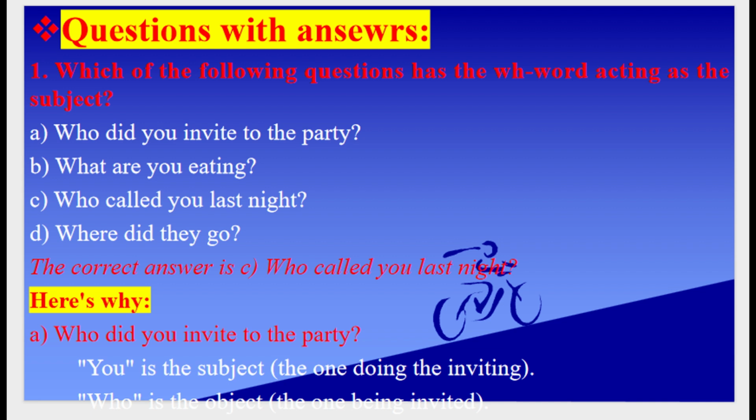Questions with answers. One. Which of the following questions has the WH word acting as the subject? A. Who did you invite to the party? B. What are you eating? C. Who called you last night? D. Where did they go? The correct answer is C. Who called you last night?